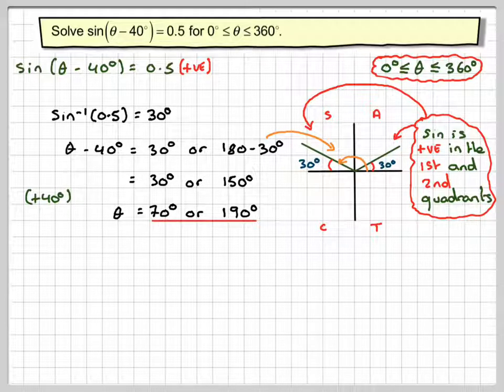So this has been a video to show you how to solve a trigonometric equation where we have a horizontal translation between 0 and 360 degrees. I hope you've understood, and I thank you very much for watching.